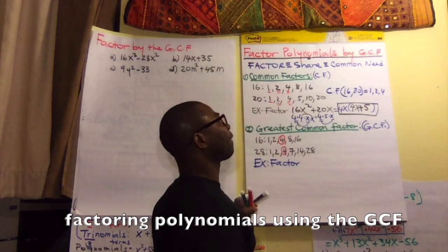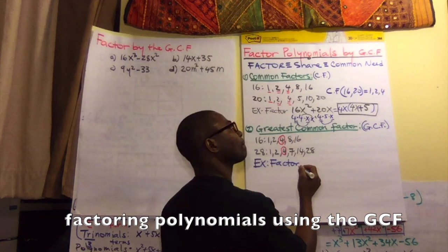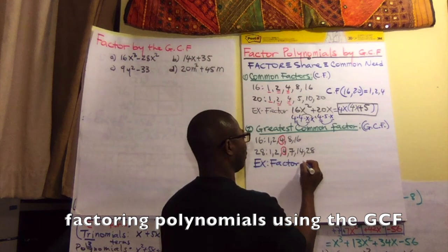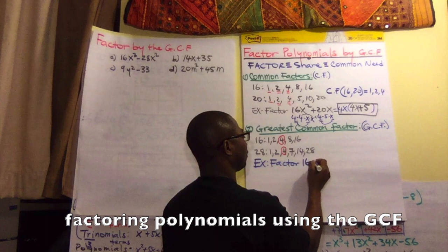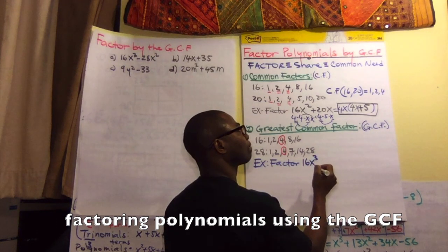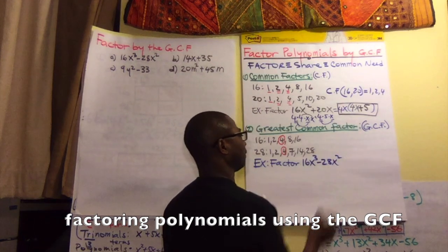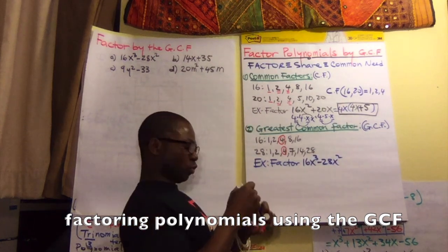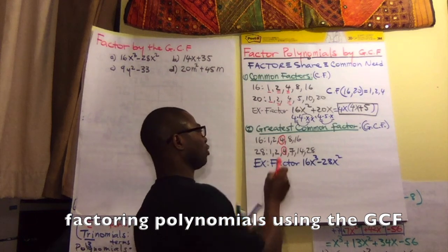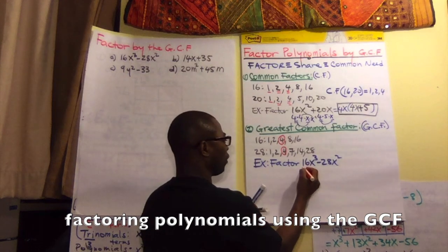So, for example, if they say factor, use a different color, factor 16x squared, 16x cubed minus 28x squared. Right. So this is what we have. We're going to look at the greatest common factor, which is 4. Right. We take that 4 right away.